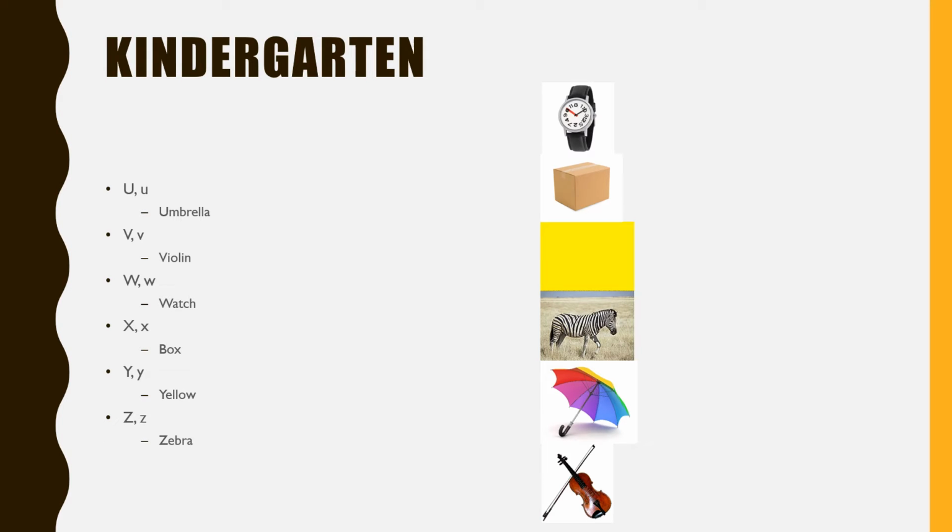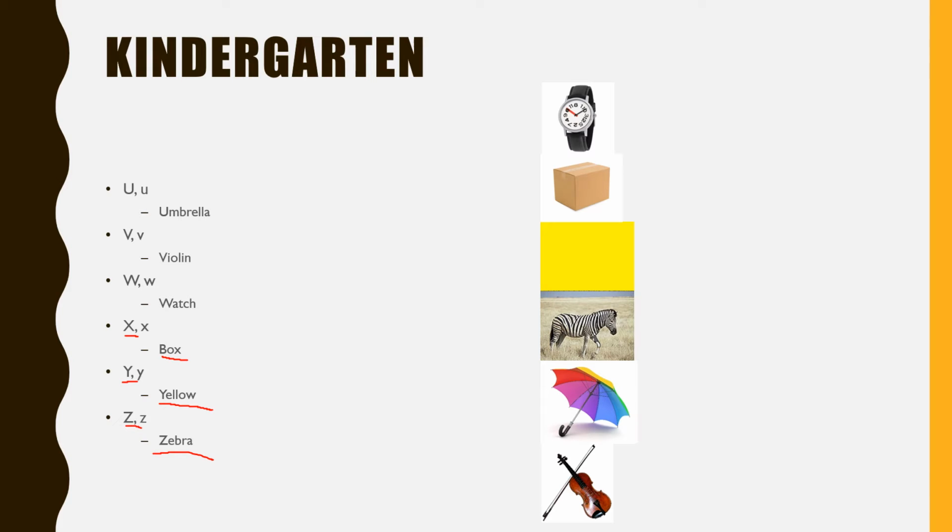Okay, so now we're looking at letters U through Z. Letter U says words like umbrella. Letter V says words like violin. W says words like watch. X ends on words like box. Y says words like yellow. Z says words like zebra. And which picture goes with which word? Okay, pause the video again so you can try for yourself, and then I will show you the answers.